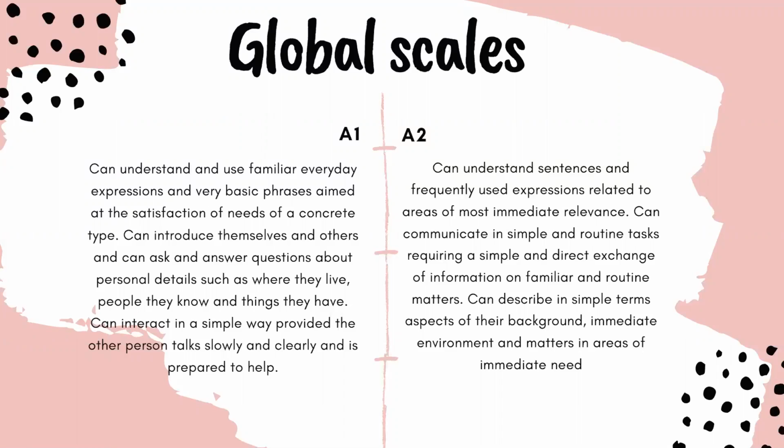A2 users can understand sentences and frequently used expressions related to areas of most immediate relevance, such as basic personal and family information, shopping, jobs, etc. They can communicate in simple and routine tasks requiring a simple and direct exchange of information on familiar and routine matters. They can describe in simple terms aspects of their background, immediate environment, and matters in areas of immediate need.